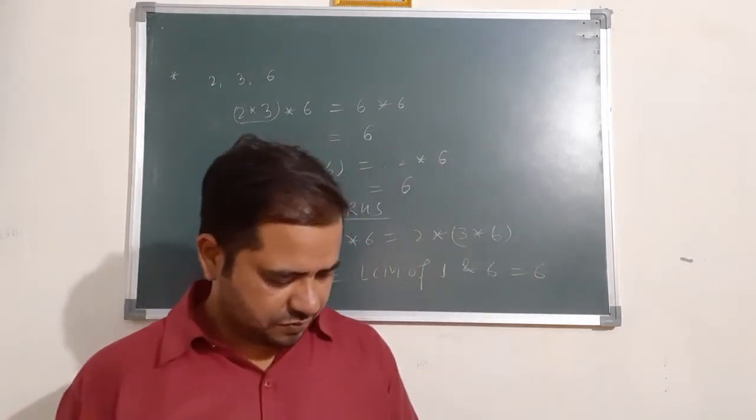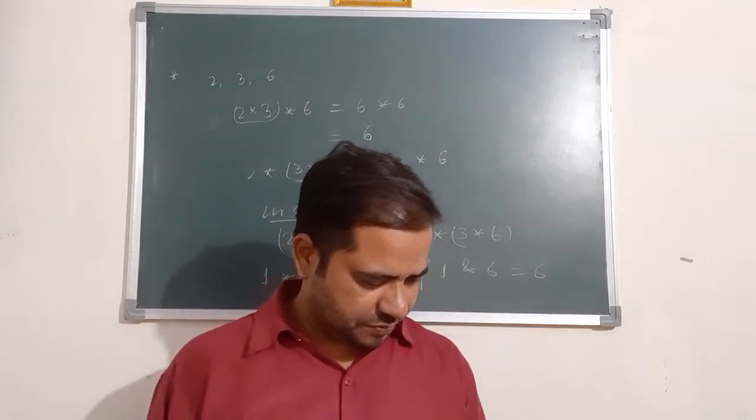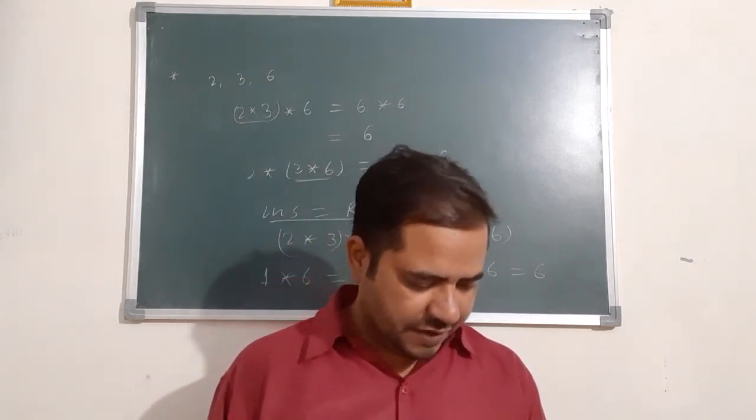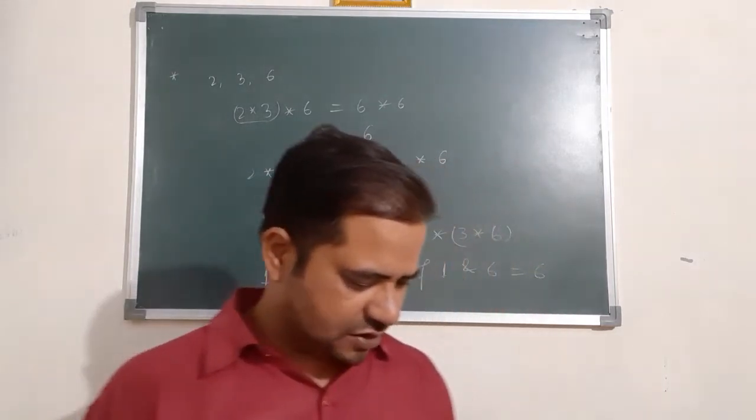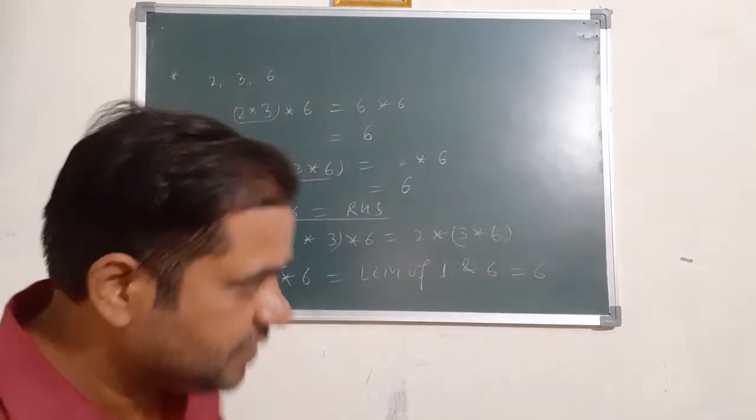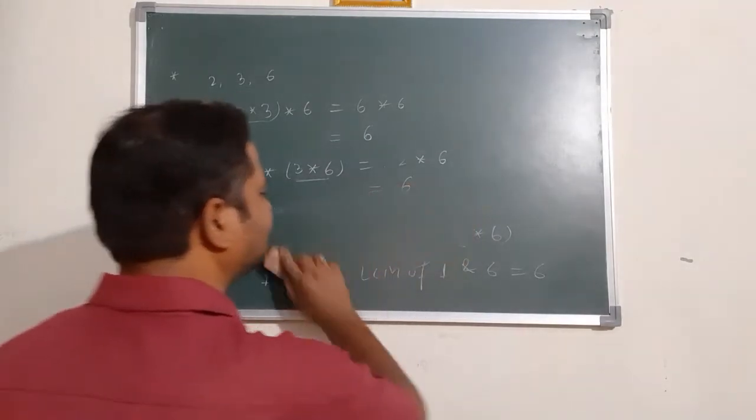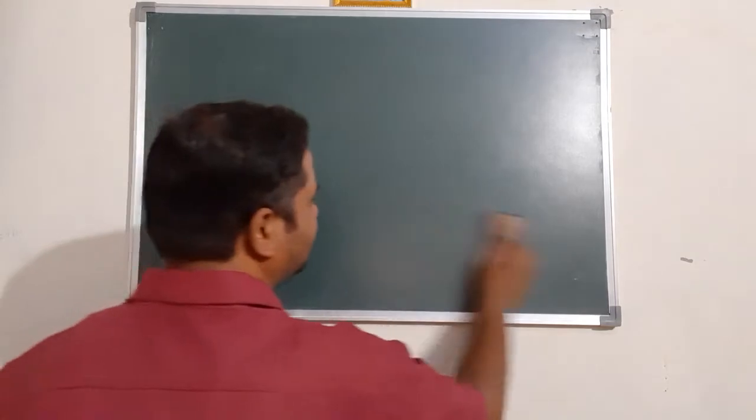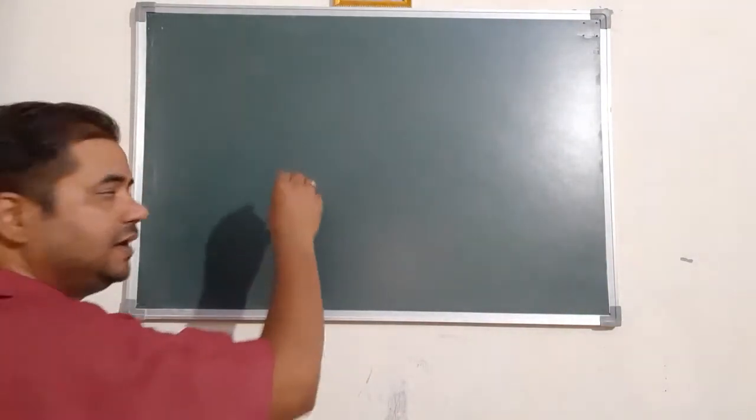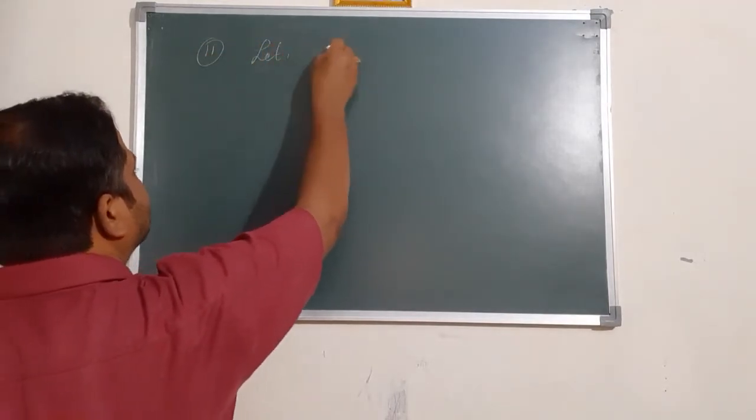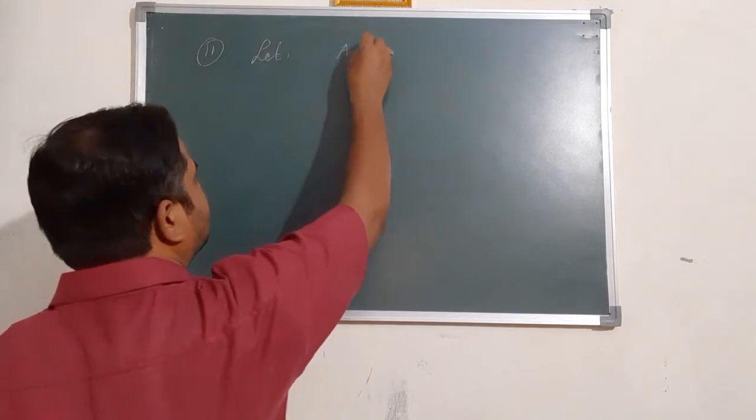And now we are just going to solve question number 11. Let A be equal to N cross N, and star be the binary operation on A defined by (a, b) star (c, d).